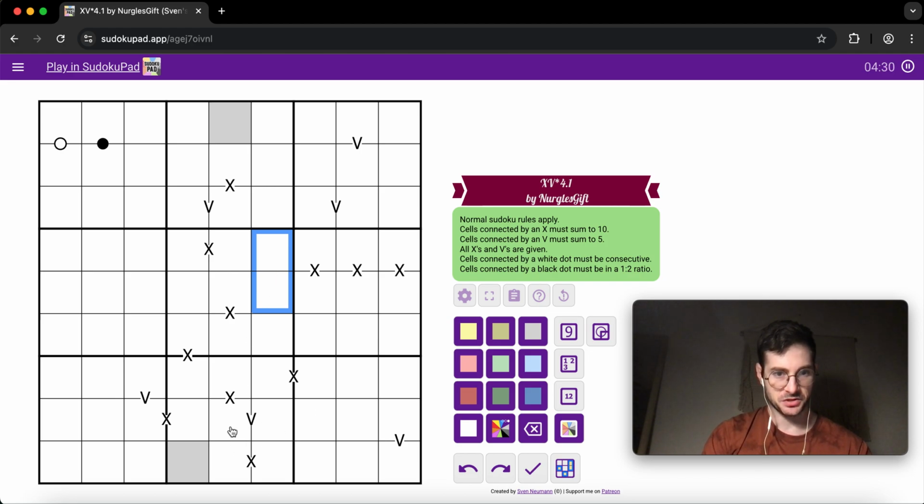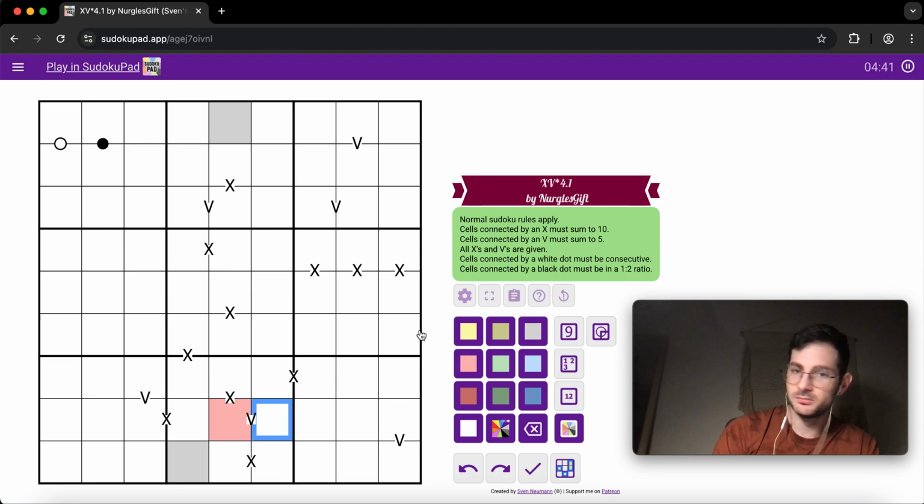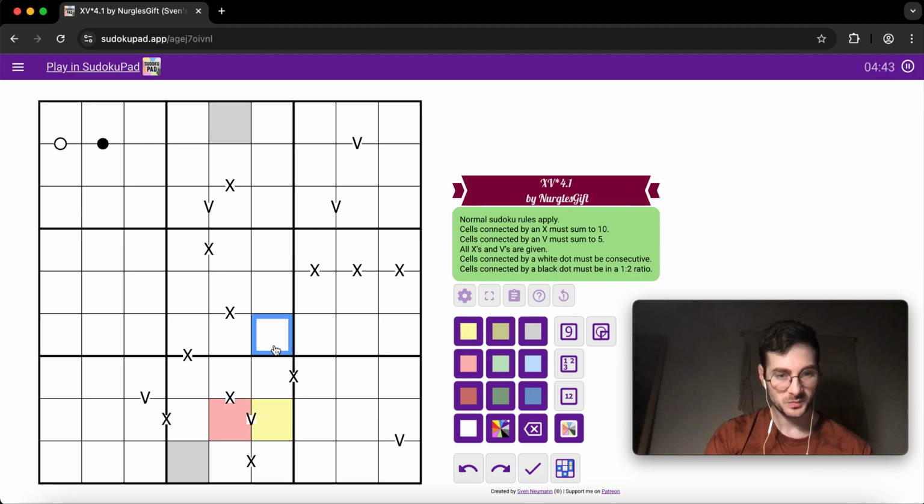To get started, what I usually do is look for a pair of cells connected by a V and arbitrarily assign one color. So I don't know what red and pink mean yet, but I know that they're part of the hot 5, whatever that is, either the 2, 3, or 1, 4. Because this light red is on this X, we know this must be dark red.